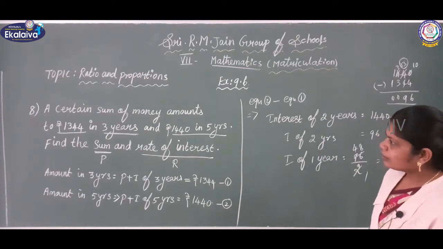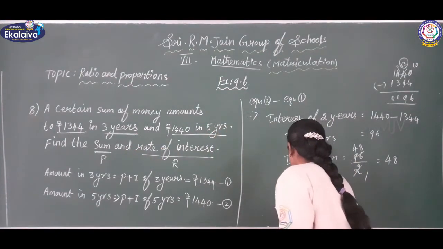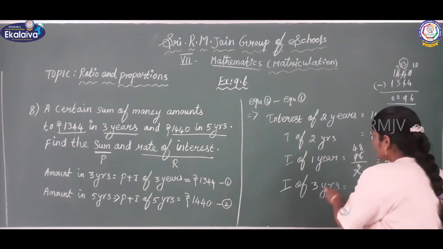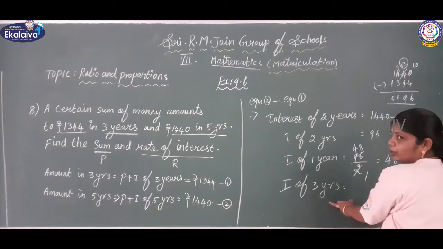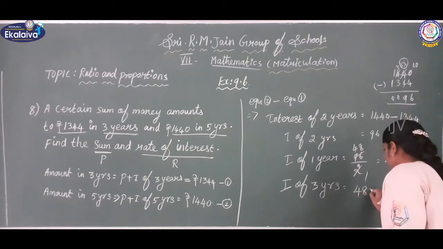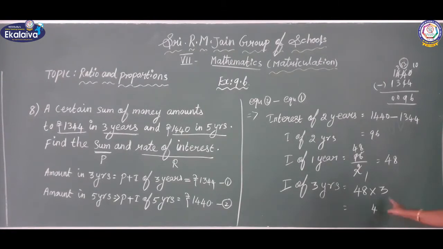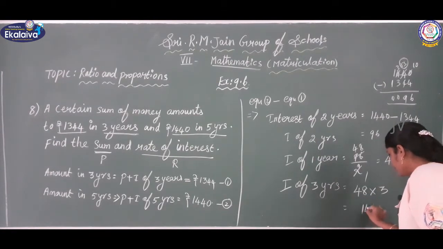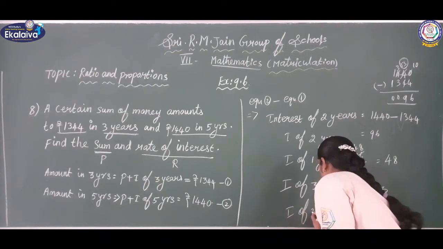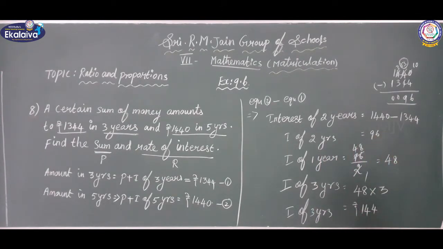Okay. Here next I am going to find the interest of 3 years. So interest of 3 years equal to, so now I have interest of 1 year. So I am going to find interest of 3 years. So we need to multiply. Okay. 48 into 3. 3 8s are 24, 4 remaining 2, 3 4s are 12, 12 plus 2, 14. So interest of 3 years equal to rupees 144.